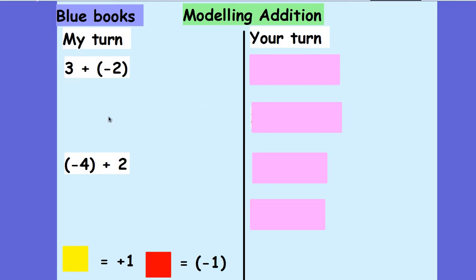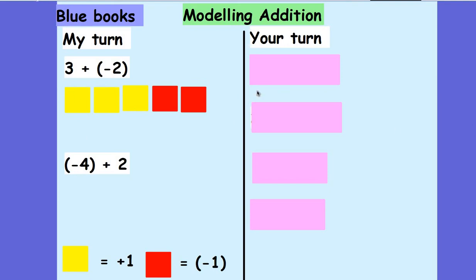Okay, you know how this works. I'm going to go through 2 examples and then there'll be some for you to do. I'm going to model these using our algebra tiles. Now we said the yellow tile was worth +1 and the red tile was worth -1. So if I want to model 3 plus -2, I need +3, which is 3 of these yellow tiles, and -2, which is 2 of these red tiles.